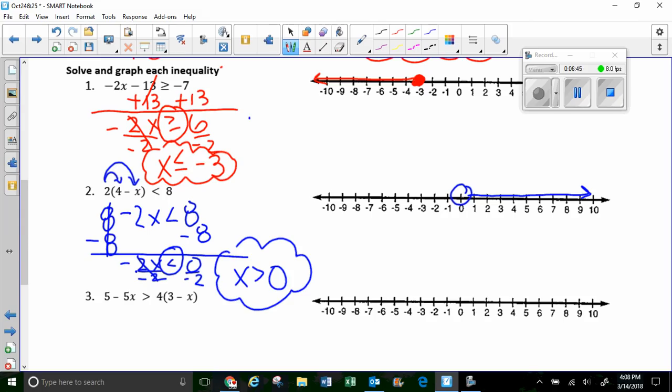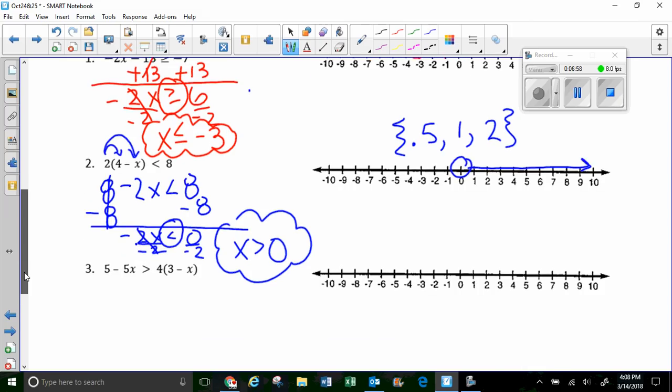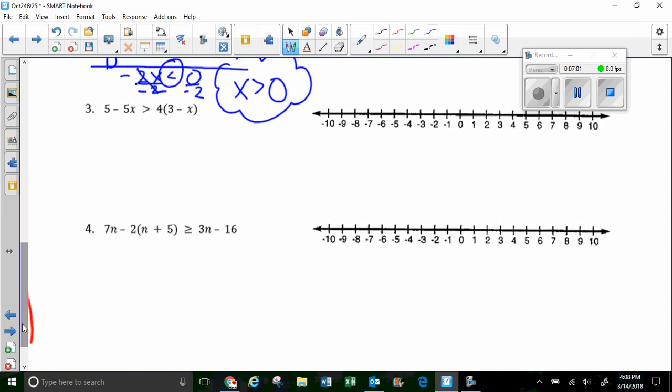If I were to list 3 solutions, I cannot include 0, but I could do just above 0, 0.5, 1, and 2. Anything that's greater than 0 would be a solution. Moving right along, again, feel free to pause if you get stuck on anything.